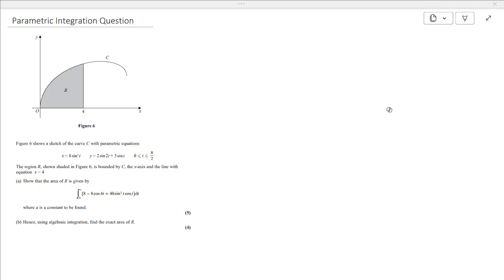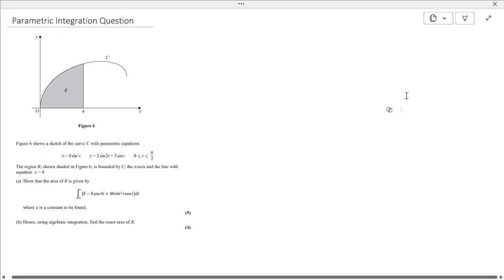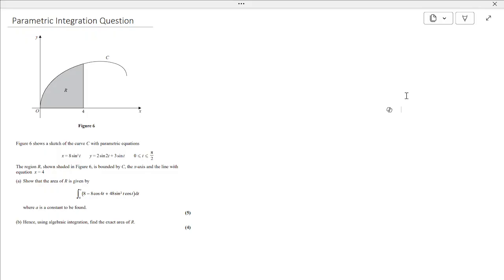Okay, we're going to do a past paper question, which is on parametric integration. And this is a topic, at least in Edexcel, which doesn't actually have its own section in the textbook. I think it's mentioned in one of the worked examples, but this is a genuine past paper question, so it obviously can come up. You do need to know how to do parametric integration. So if you don't know, then you need to watch this video.